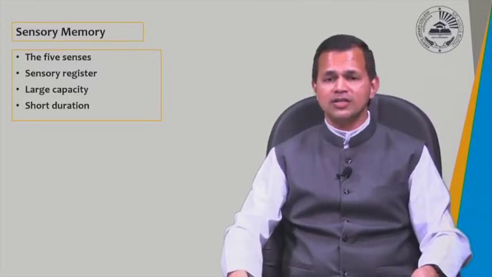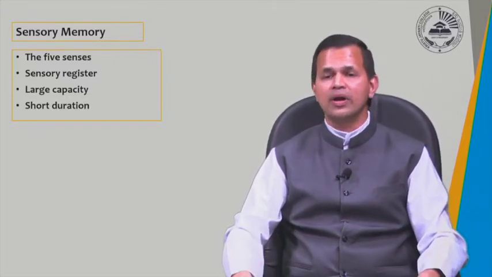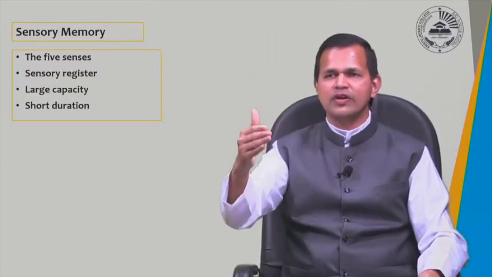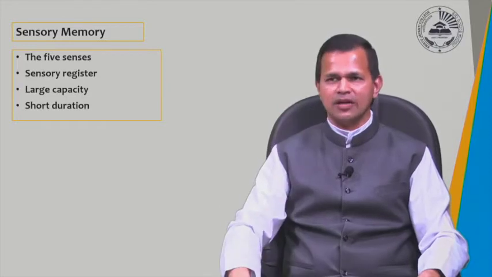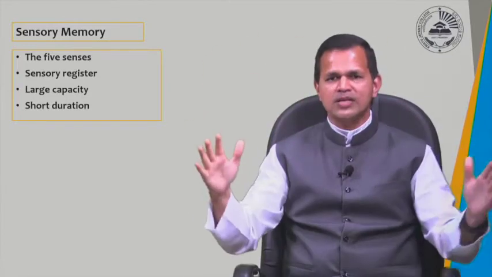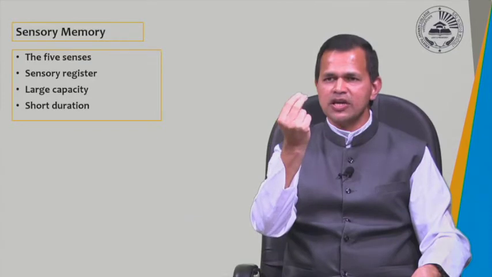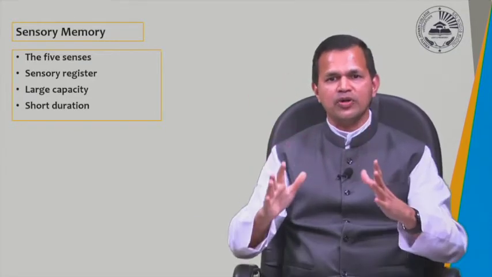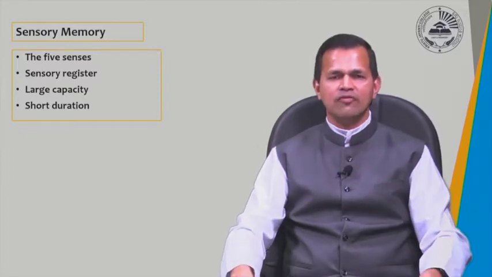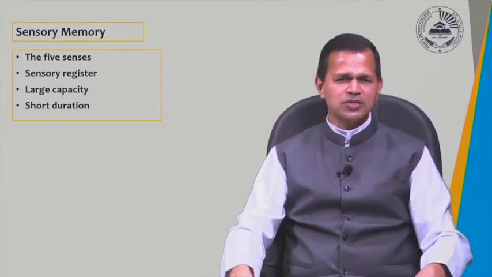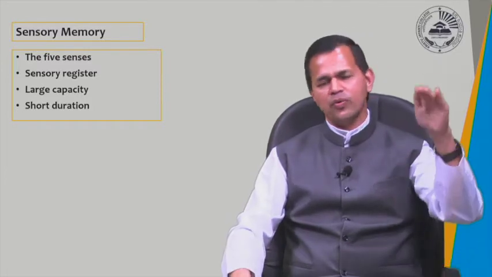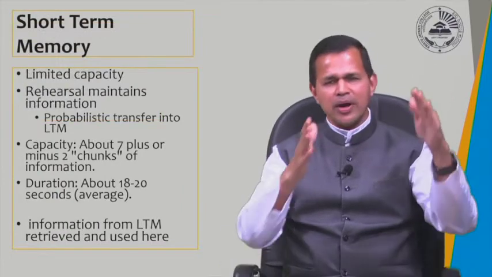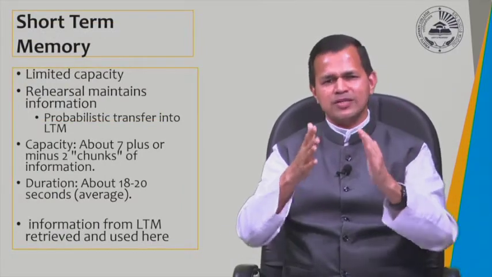Whether you need it or not, you're glancing through a lot of people, but at this point you are looking at the screen, and out of all the 35 gates, you are worried only about gate number 10. So the large capacity of information is there, you take what you need, and everything else is gone. This short duration is what is important at this point. So these are the very important areas. Now let us look at short-term memory. We said sensory memory, now we come to short-term memory. Short-term memory, compared to sensory memory, has a limited capacity.